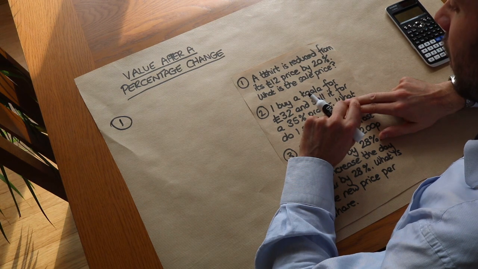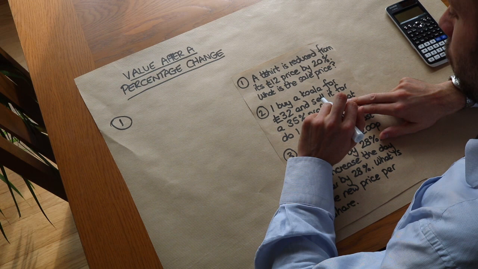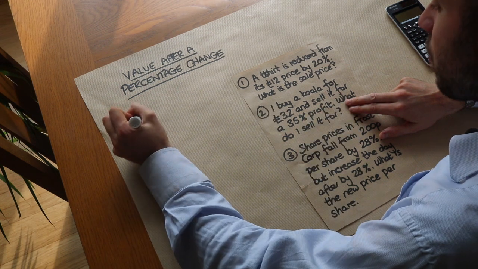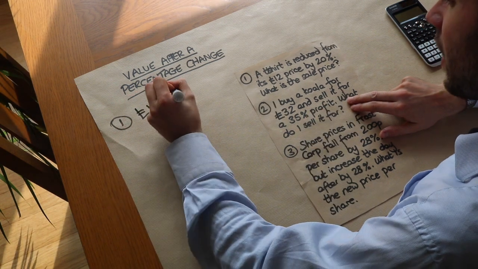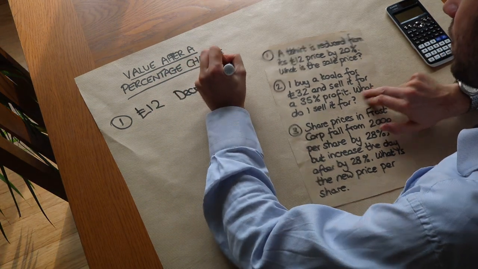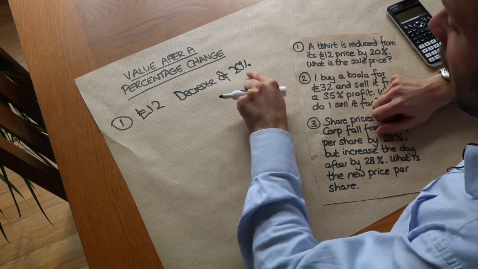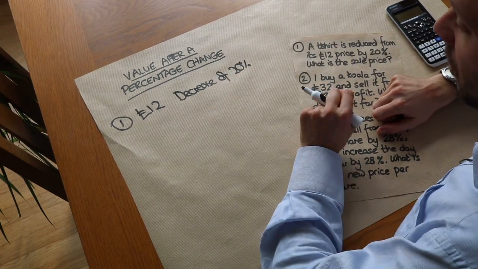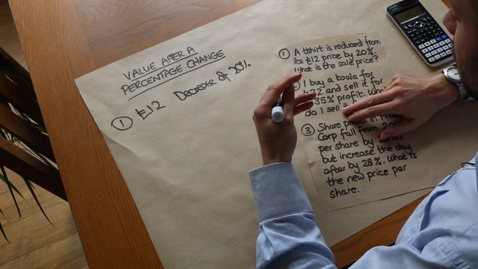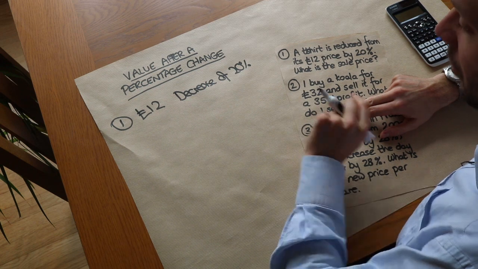A t-shirt is reduced from its £12 price by 20%. What is the sale price? So it's £12 and we want a decrease of 20%. Now, one way we can do it is that we could just find what 20% of £12 is, so what was that discount, and then we just subtract that discount from the original price.